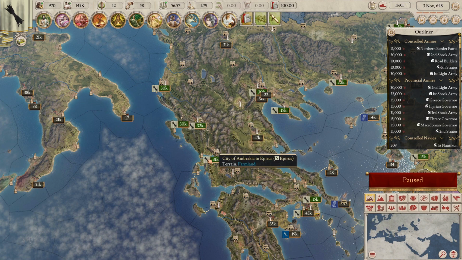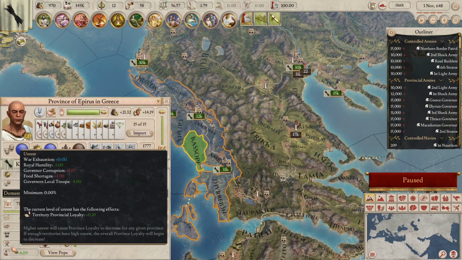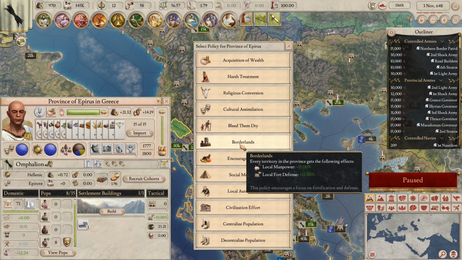You can see the unrest value of every territory by simply clicking on a territory and moving your mouse cursor over to the flame and the pitchfork at the bottom, and here it gives you the value of unrest in this territory. The Borderlands Policy increases your local manpower and fort defence. In essence, you produce more manpower and your forts are harder to siege down. This is useful in provinces that border a rival.